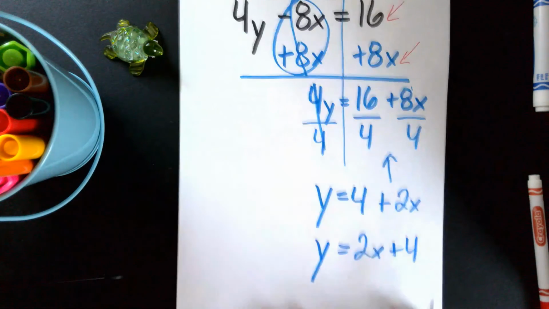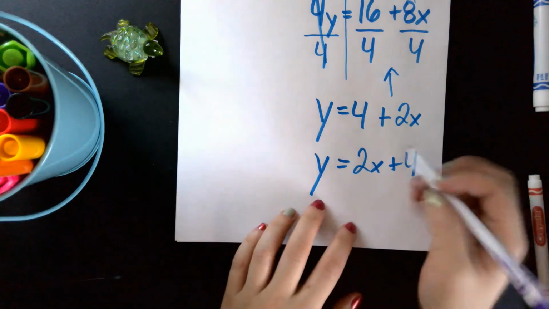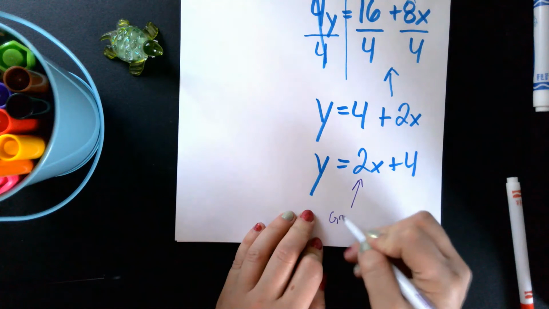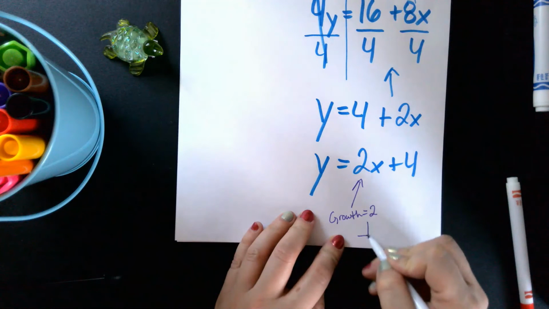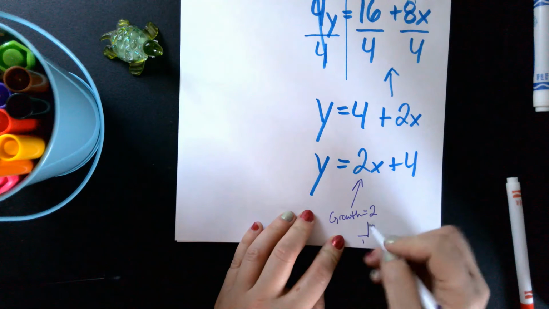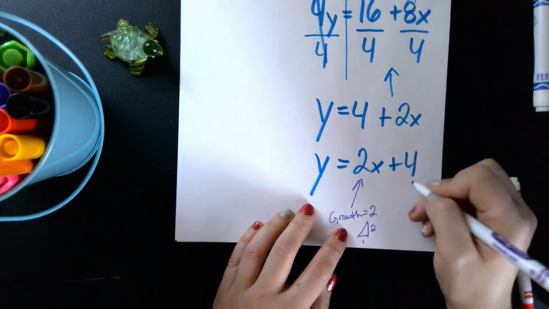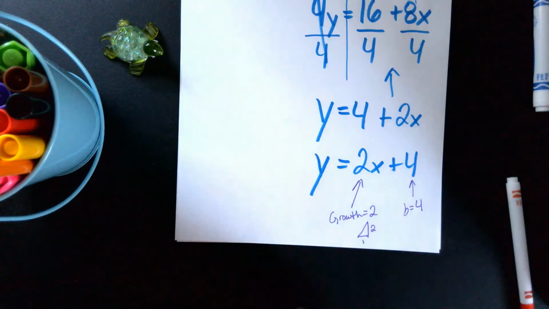Oh, sorry. I realized my paper's off the screen. Now, you can very plainly see that my growth equals 2. So my growth triangle is over 1, up 2. And then you can also very plainly see that my beginning equals 4. And that's it. It's a pretty easy concept.